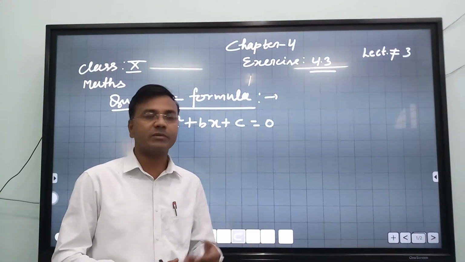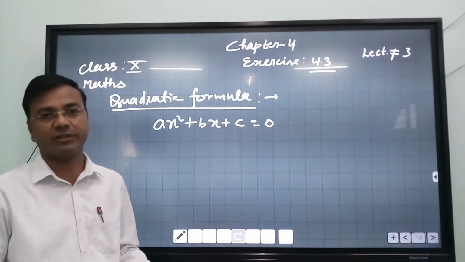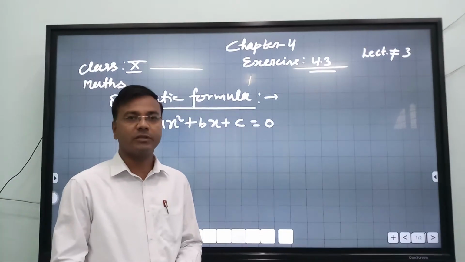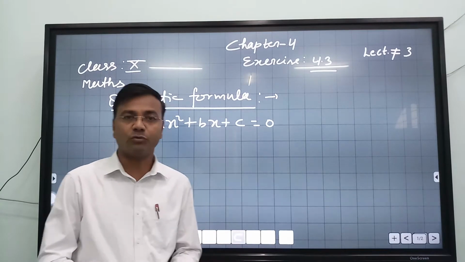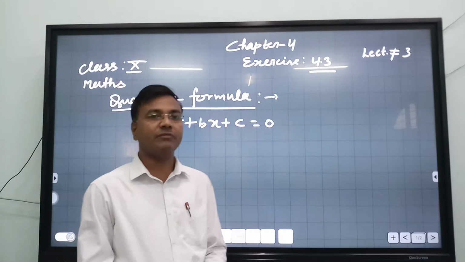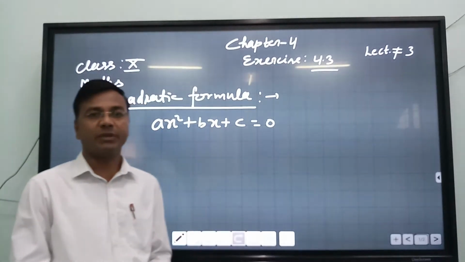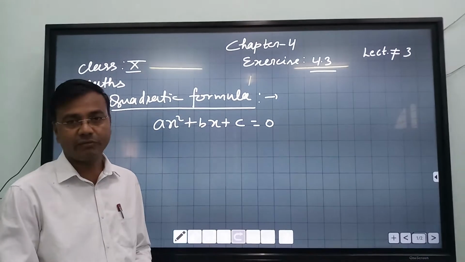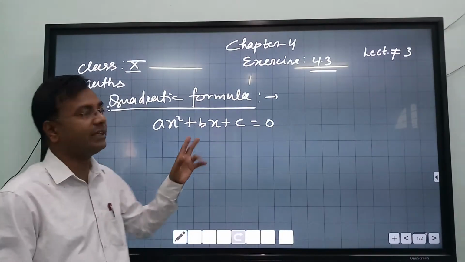In fact, the middle term splitting method is also there, which we have learned in our previous videos, right? By middle term splitting we can get the roots, and that was the first method, we can say. And in the second method we have learnt the method of completing the square, okay, second one. And now the third one is the quadratic formula.